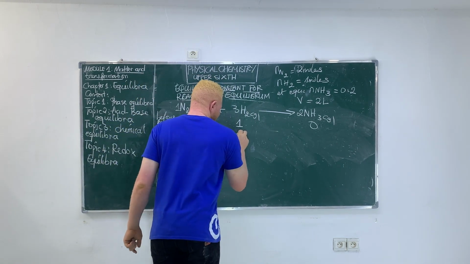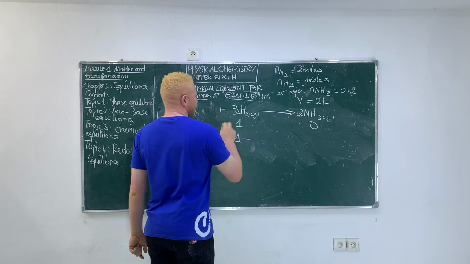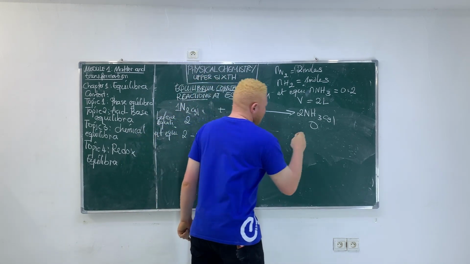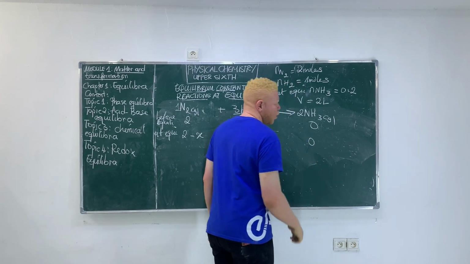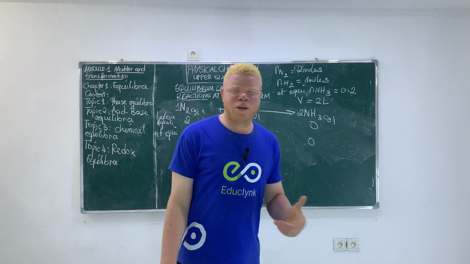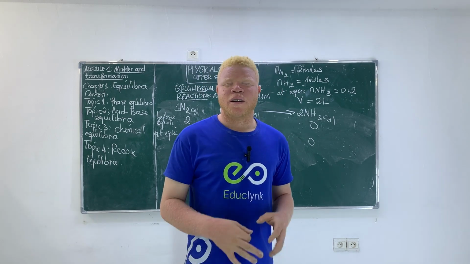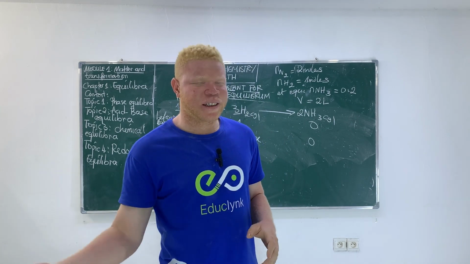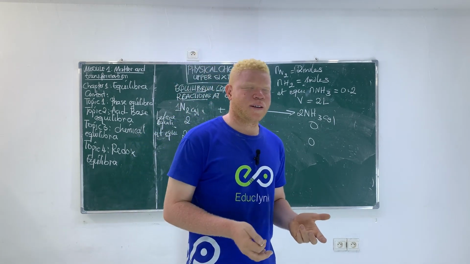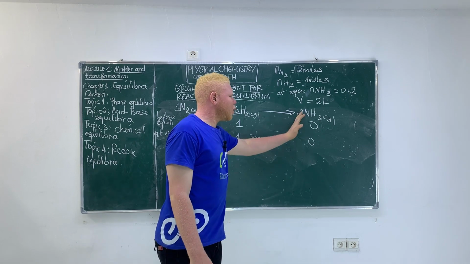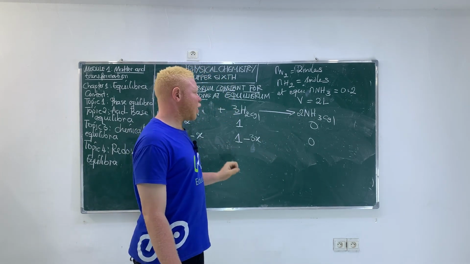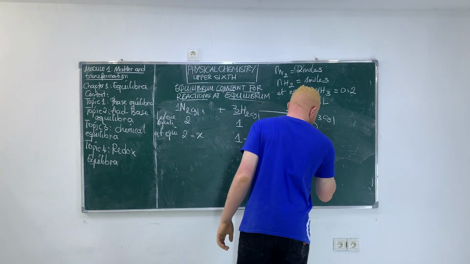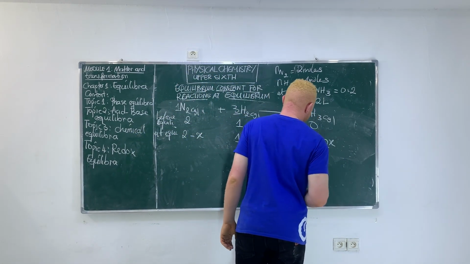The number of moles here is 1. The coefficient is 3, so you're dropping by 3x. The number of moles here is 0. We can't say minus. Why? Because ammonia is a product. At the product level, the concentration of the product is increasing. That's why we're not using a negative sign. Reactants are decreasing while products are increasing. That's why reactants have a negative sign. So here is plus the stoichiometric coefficient, which is 2x.